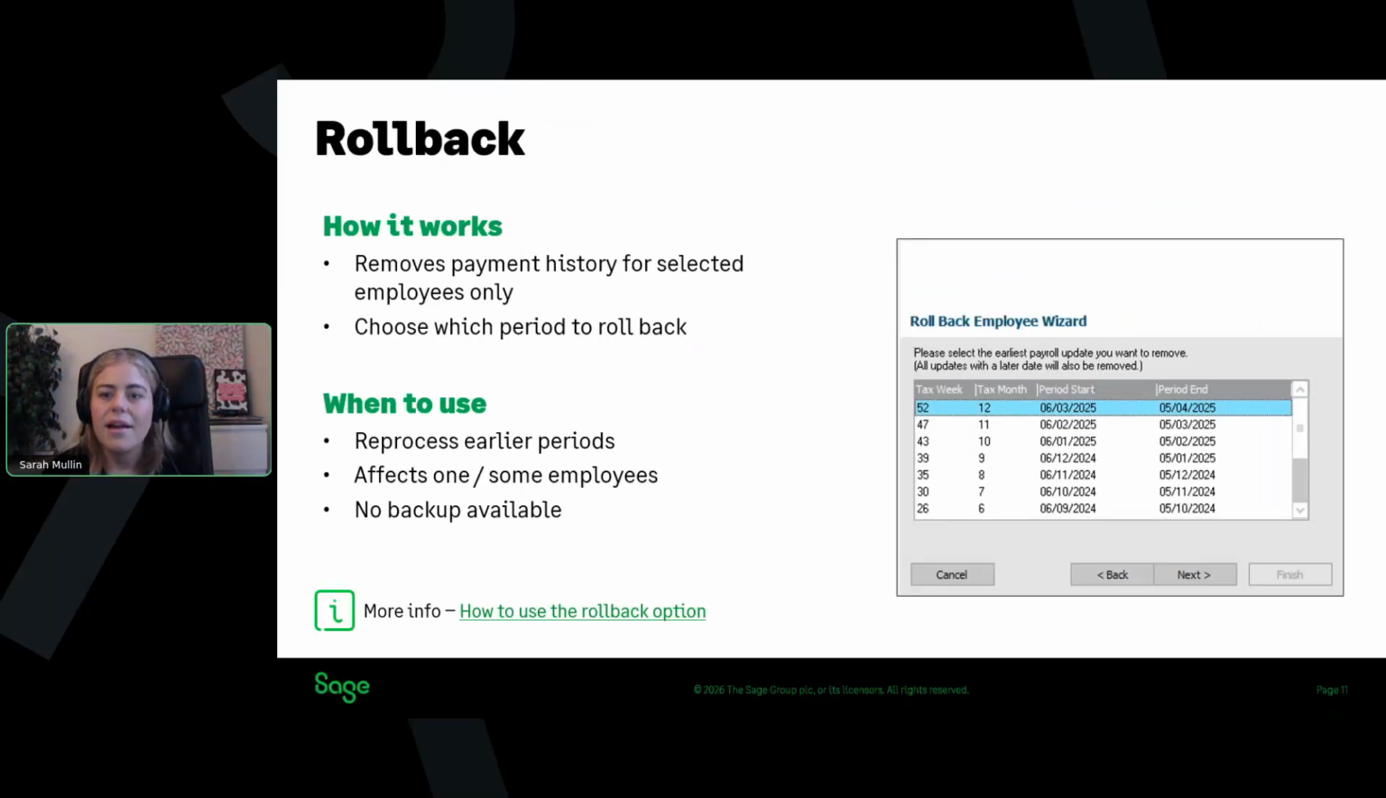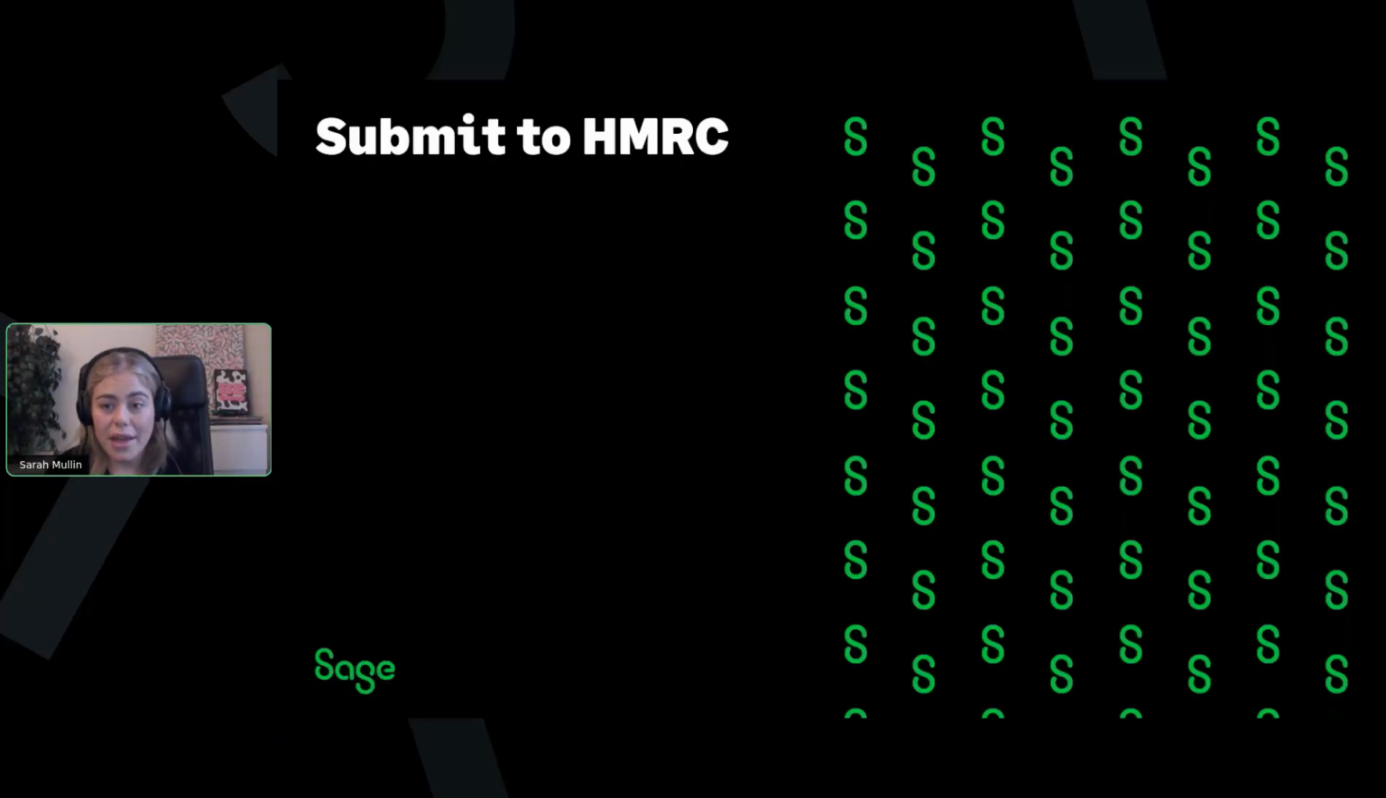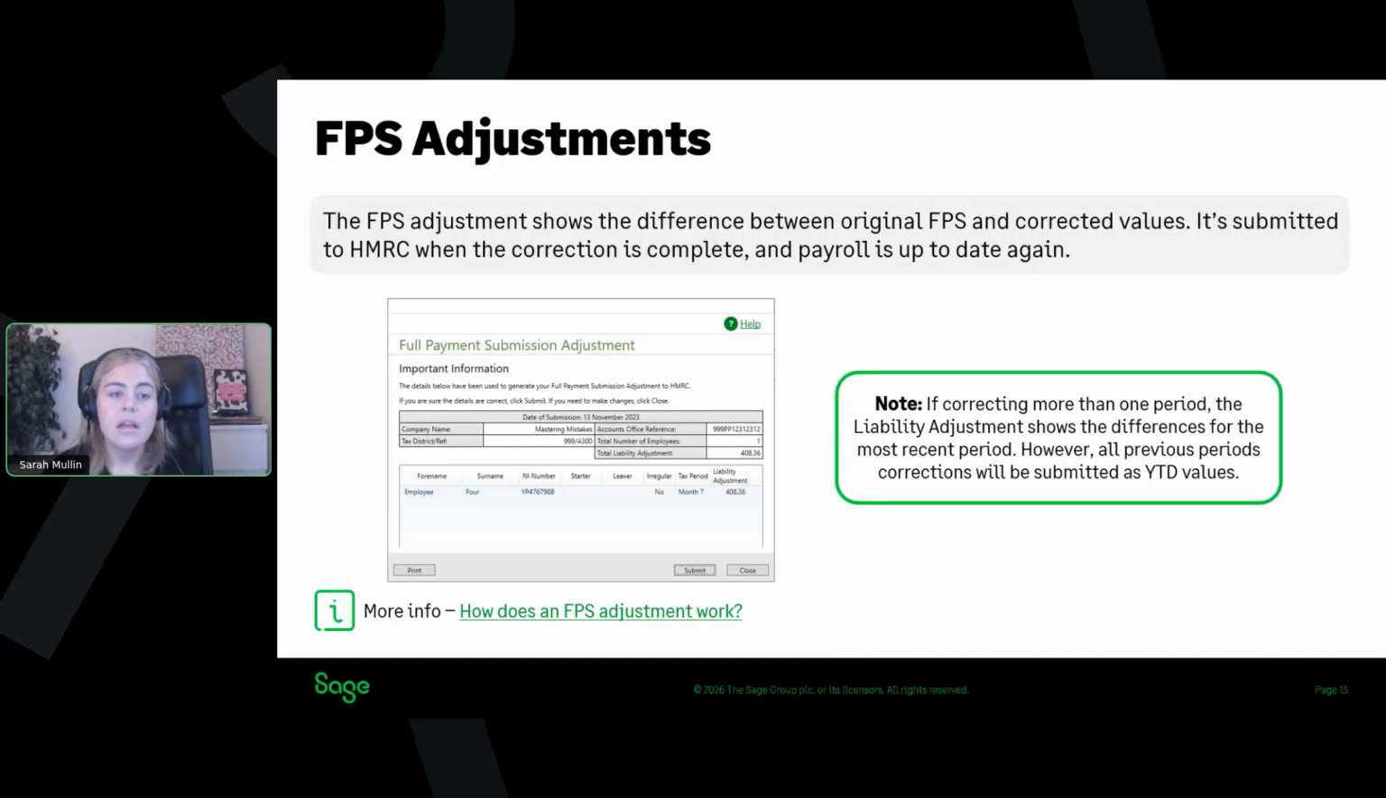So let's jump back to the slides. I appreciate that is a lot of information to digest, so I do just want to run through a recap of the 2 submissions that we've just seen and an extra slide on some more considerations as well. So first adjustment we made was the FPS adjustment, and that was for our current tax year.